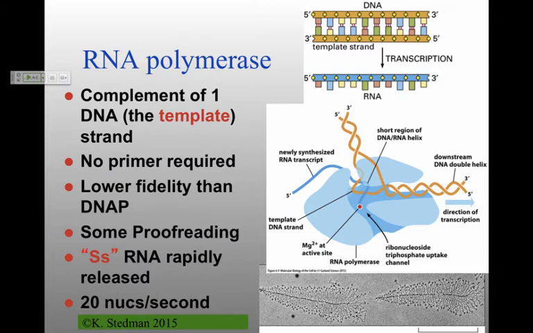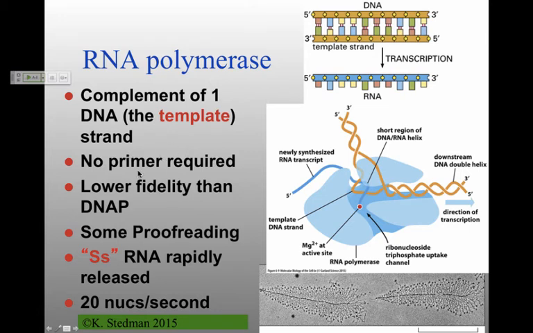So if you want to know the sequence of your RNA, it's actually a lot easier to get the sequence of your complementary strand of DNA than it is to get the sequence of the RNA, partly because it's so unstable, et cetera. So it makes this complement. A couple of big differences relative to DNA polymerases.